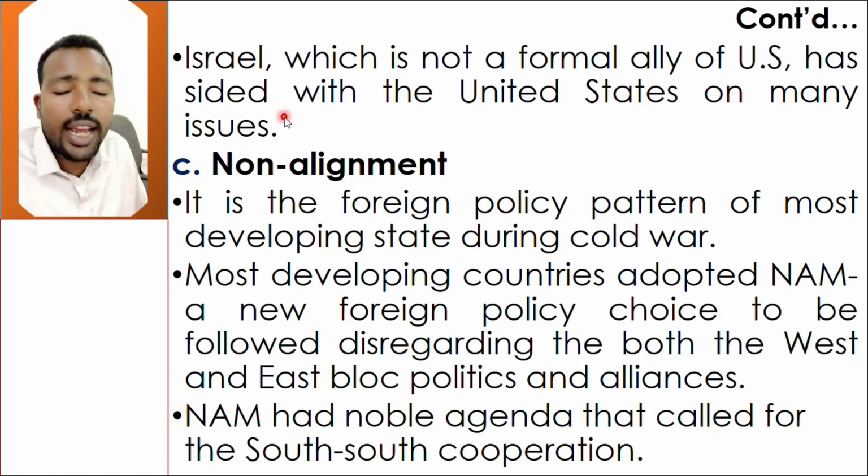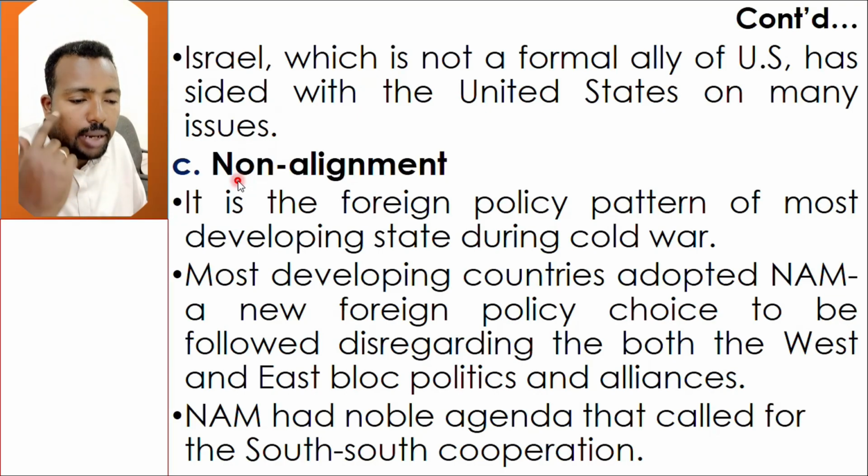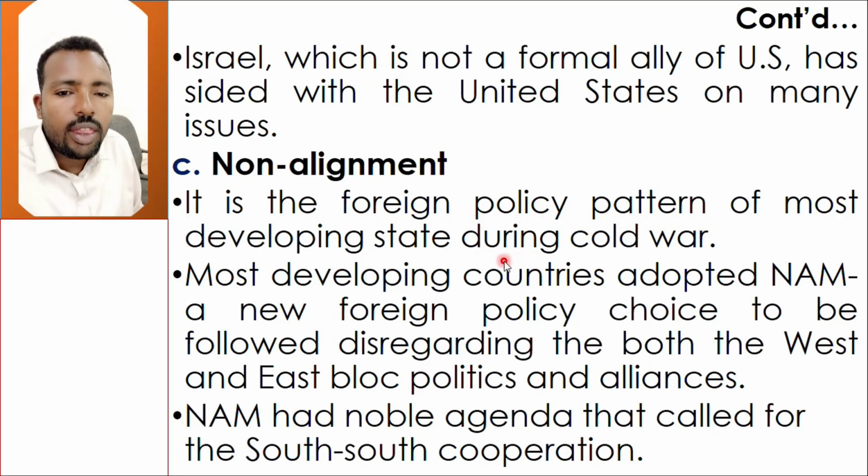And the third one is non-alignment. Non-alignment is another dimension of foreign policy, and it is also from another perspective. It is the foreign policy pattern of most developing states during the Cold War. The best example we can raise here is Cold War politics, where tensions were created between the leaders and superpowers of the time. So most developing countries in Africa, Asia, and Latin America chose to remain non-aligned.